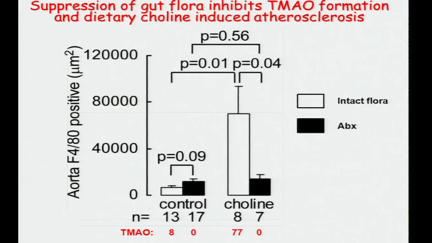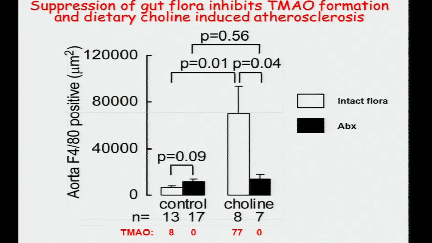Shown in the open bars were the wild-type conventionalized animals on a normal chow diet on the control side, and the choline represents a high choline diet, which is approximately what would be a very high-fat Western diet in terms of its choline content. Shown in the black bars are animals in which the intestinal microbial community was suppressed by a cocktail of broad-spectrum antibiotics. The TMAO levels in plasma, which are shown below in red, were suppressed to near zero levels throughout the course of the study, which is about a 20-week duration.